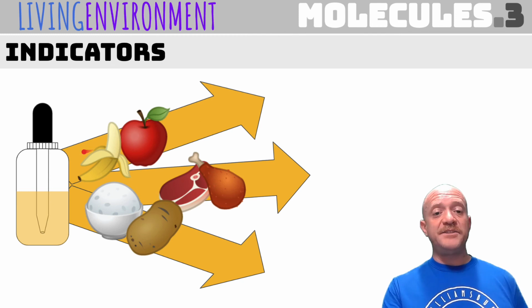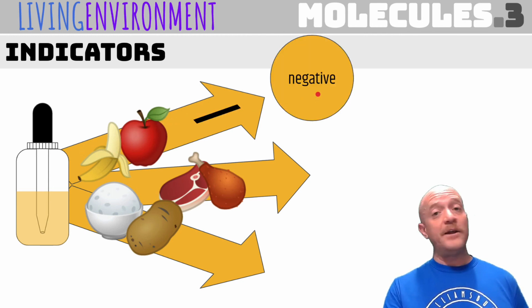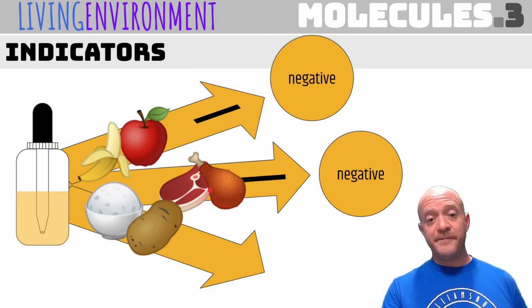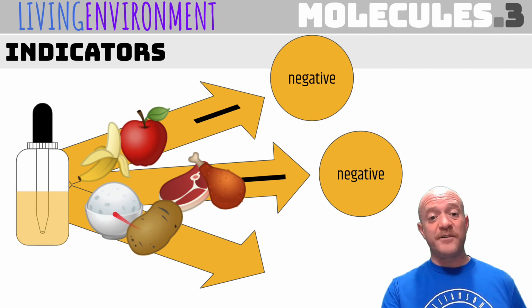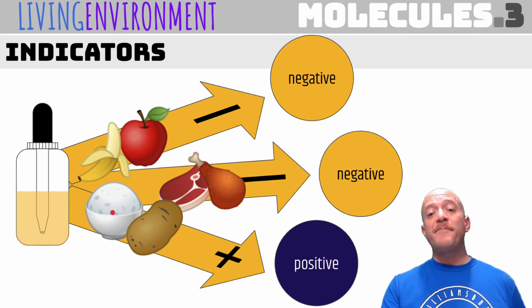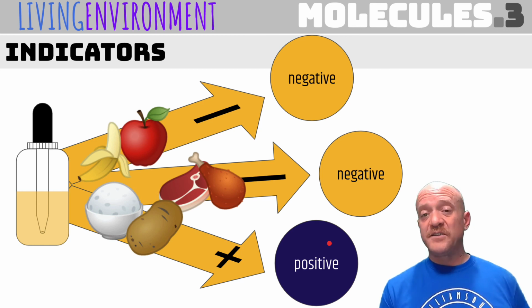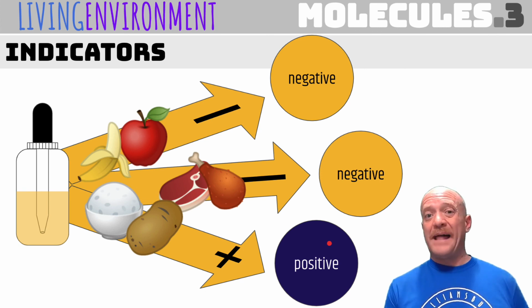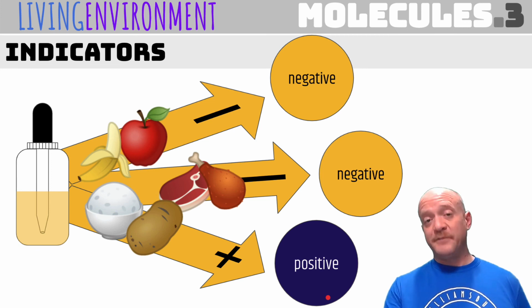Now, when you add it to foods that have glucose, it will be a negative result. There will be no change. When you add it to foods that have protein, again, it will be a negative result. You will see no change. But when you add starch indicator to foods containing starch or any sort of carbohydrates, you will get a positive result, and it will be a dark purple, or also the Regents calls it blue-black. So it will be a deep dark purple, almost looking black. Again, this indicates a positive result.